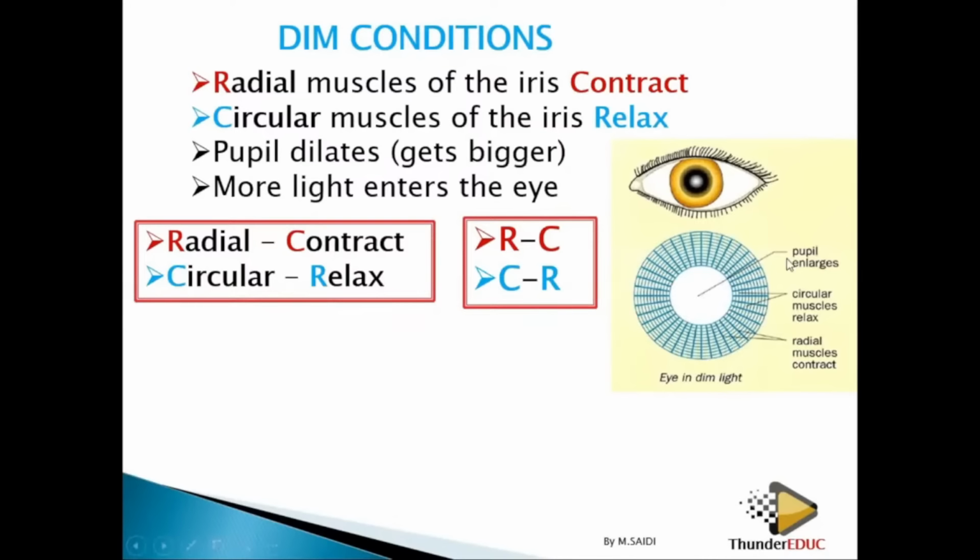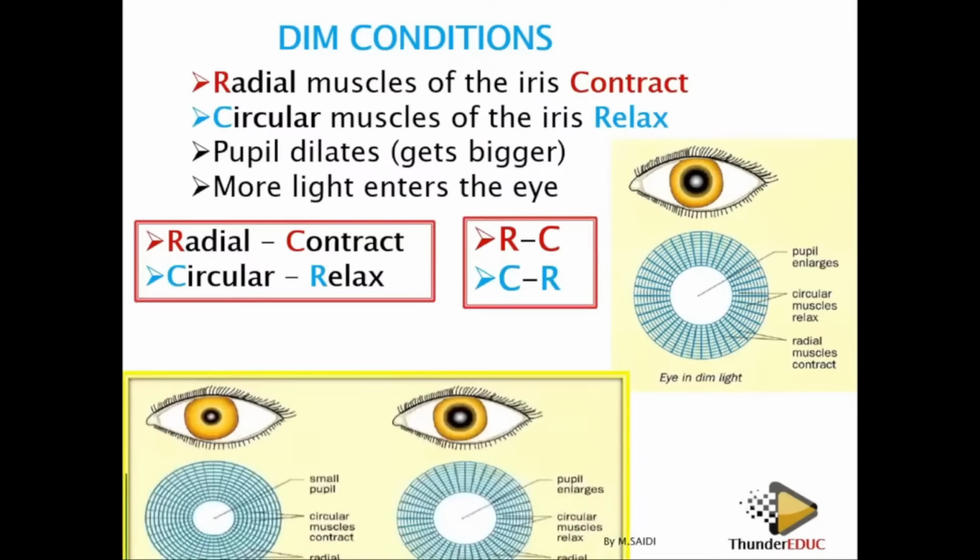So it shows that during dim light, we require more light to enter. That's why now the pupil is supposed to become bigger, or it must dilate so that more light can enter to maintain the amount of light entering the eye. So it must be kept constant. That's why when there is too much light outside, the pupil must constrict so that less light is entering, or the same amount of light is entering.